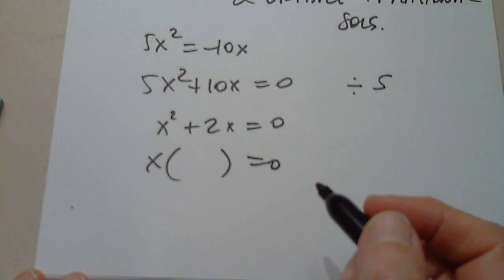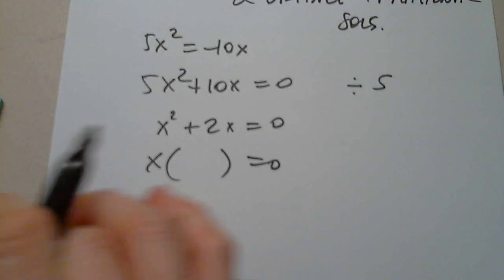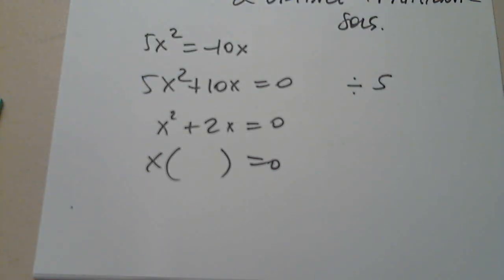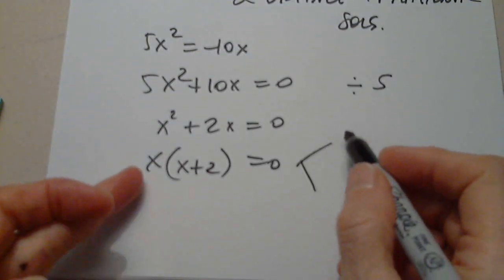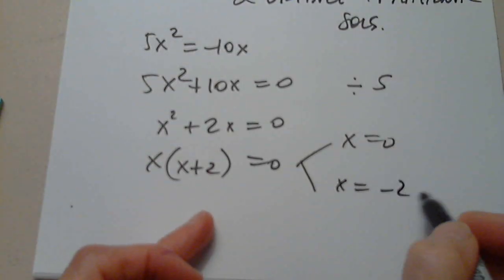2. I started with two terms. I have to have two terms. I cannot have one term. X plus 2. Indeed. So then I have two options, x equals 0 and x equals negative 2.